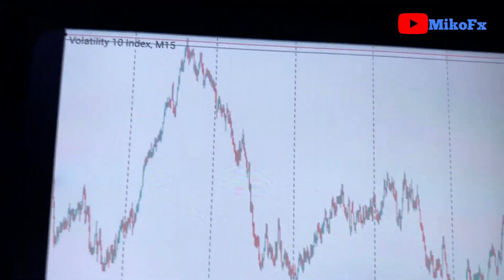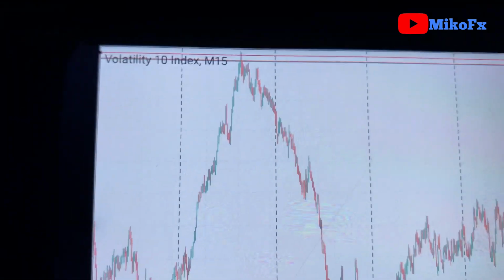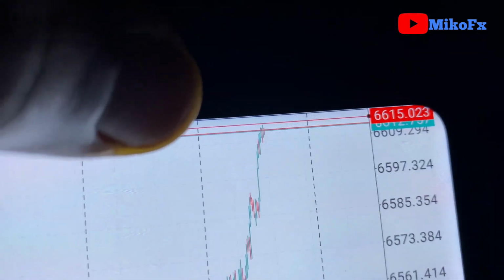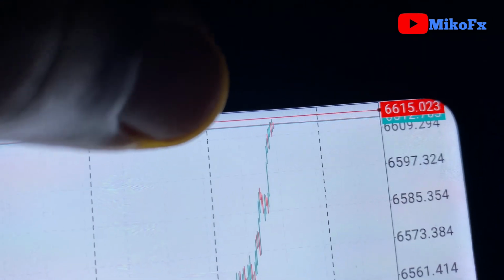Okay guys, this is volatility 10 index and this is the 15-minute time frame. So I've identified a key level here. I'm expecting price to touch this red line here. It has touched it before and came down. I want it to touch it again before I enter a sell.